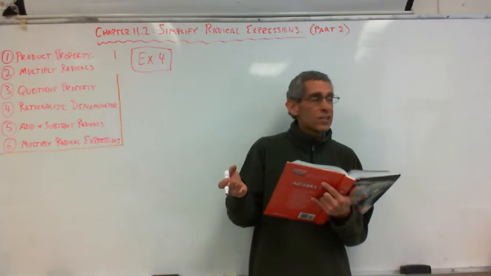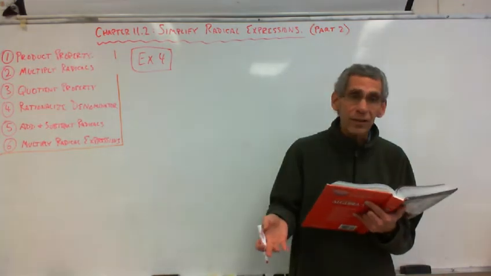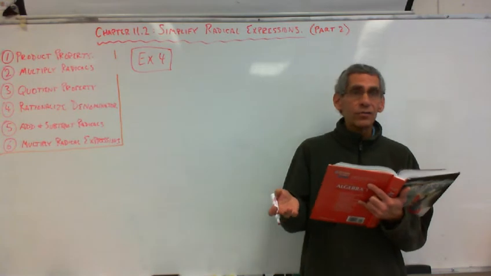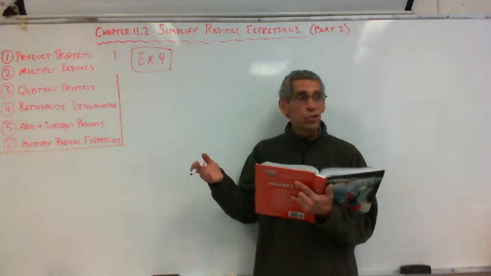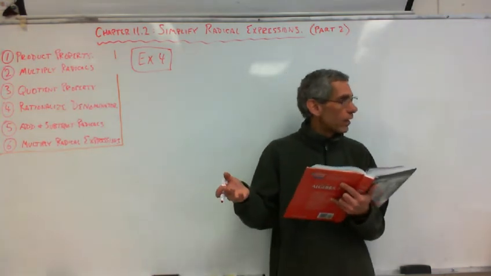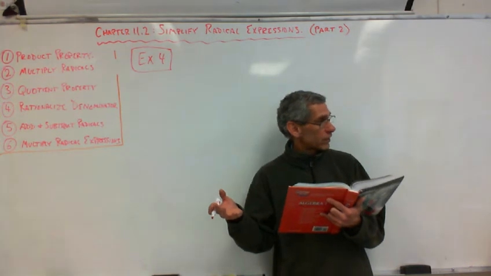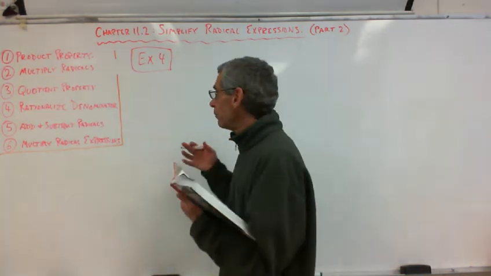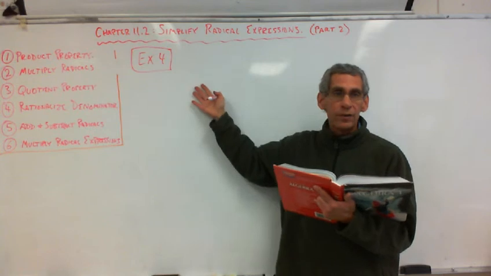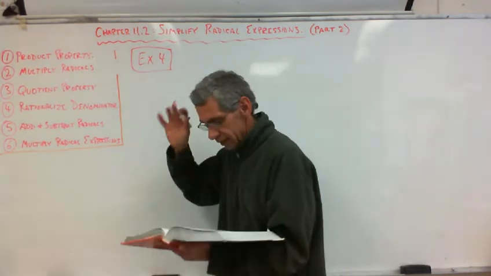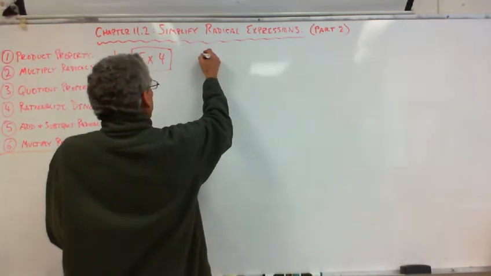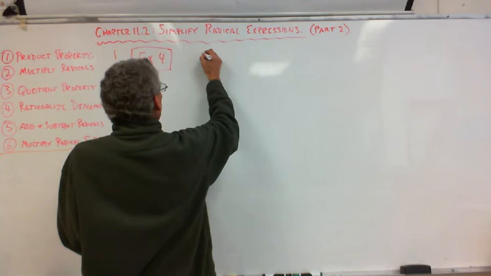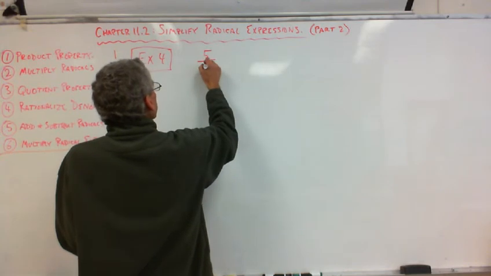You know what I mean? Especially if you don't have a calculator, right? It would be so much easier to divide by just 2 than to divide by 1.27345689 and so on. It'd be much easier, right? So that's why. Okay, so example 4. Let's say I gave you 5 over the square root of 7.